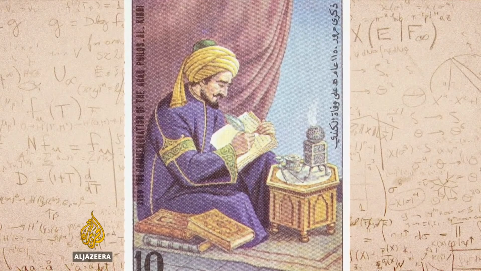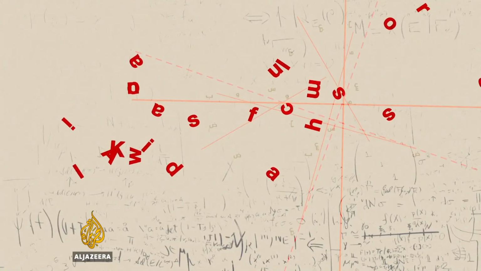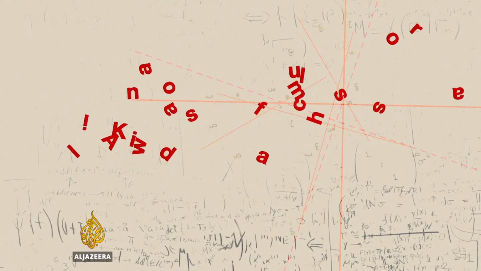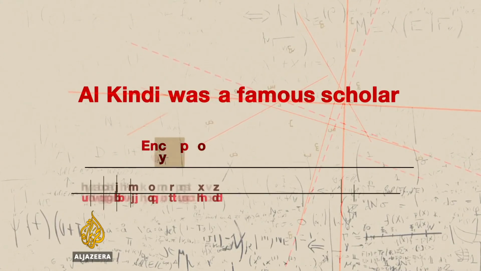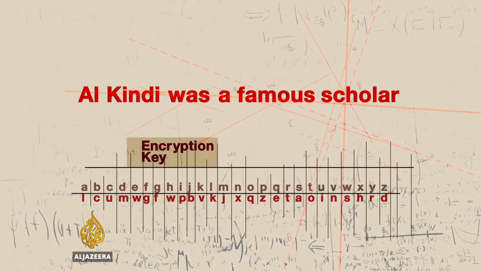Now, one of the oldest and simplest ways to encrypt a message, to make it secret, is simply by substituting each letter with a different one. Let me show you. Imagine we have a simple sentence: Al-Kindi was a famous scholar. Now, provided we have the key, the encryption key, which is also called the cipher, which, by the way, comes from the Arabic word sifr, which means zero.